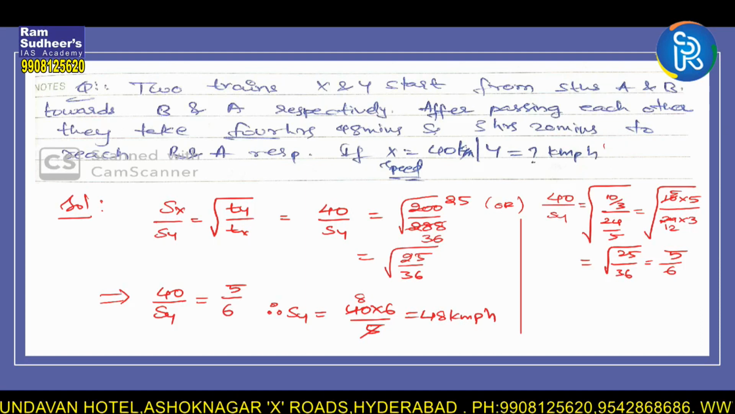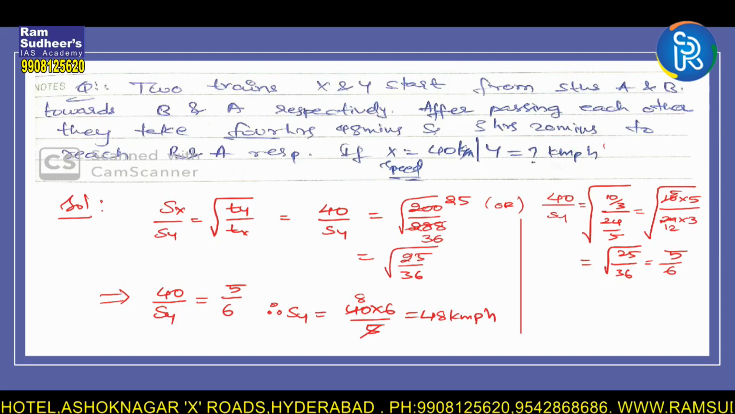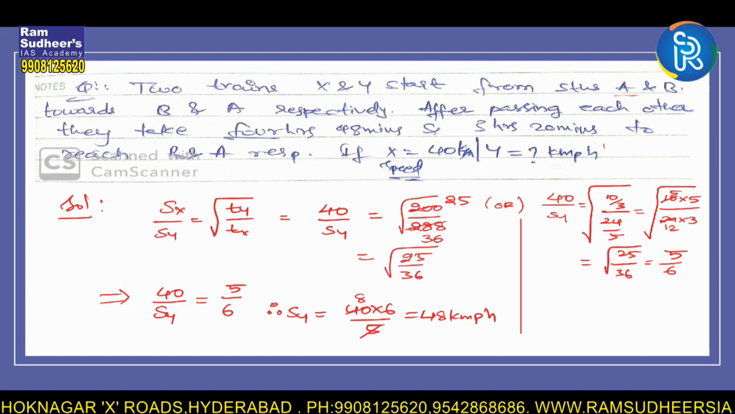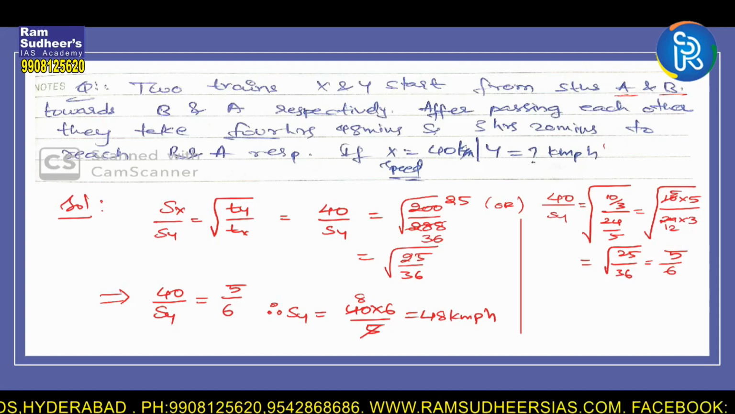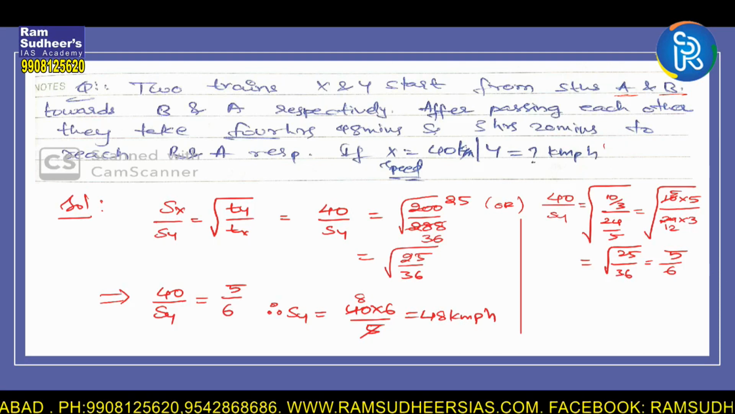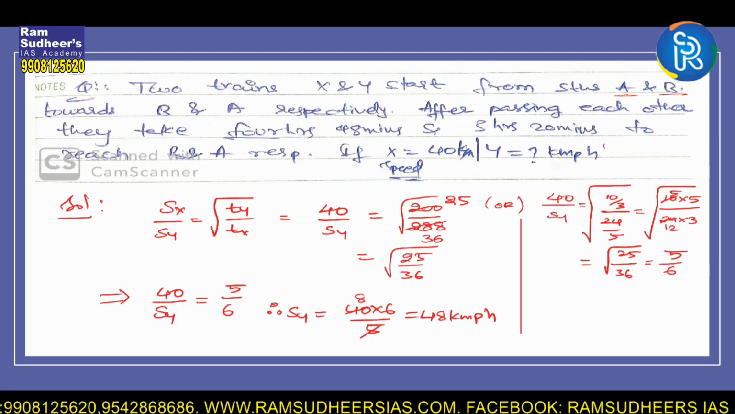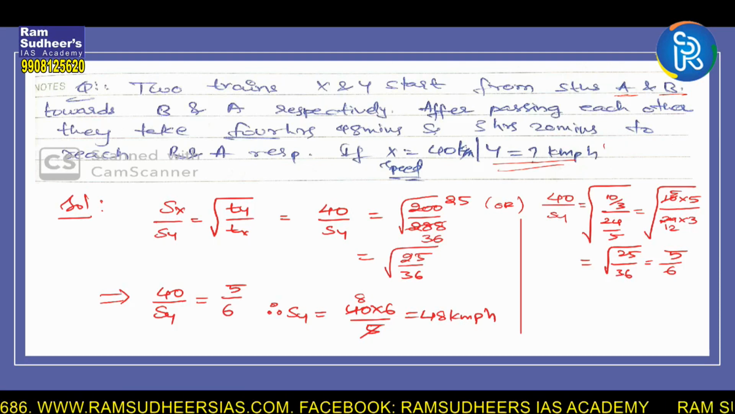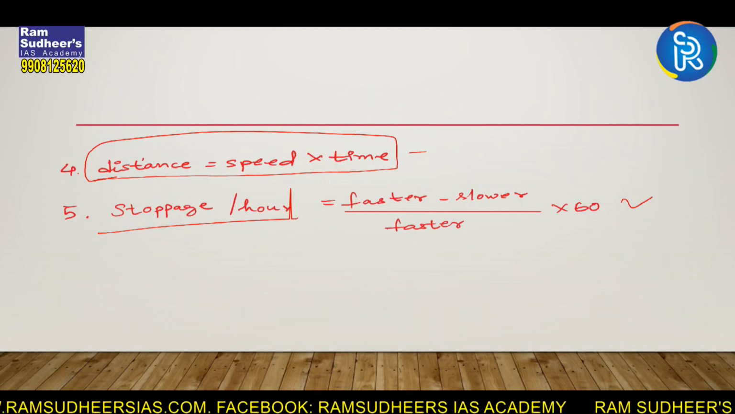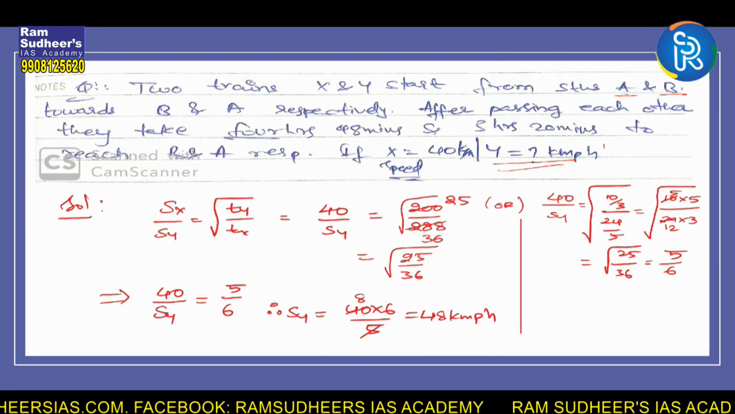Two trains X and Y start from stations A and B towards B and A respectively. After passing each other, they take 4 hours 48 minutes and 3 hours 20 minutes to reach B and A respectively. If the speed of X equals 40 kilometers per hour, what is the value of the speed of Y? I have already discussed the formula for such questions. This is the formula for such questions. Let me explain the question to you first.